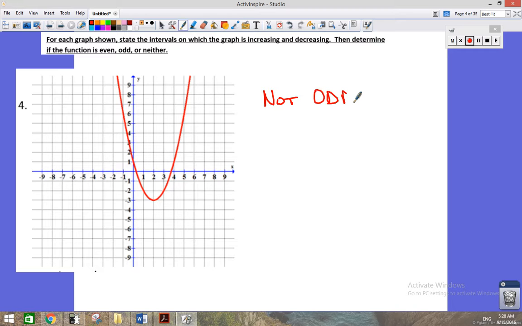So since it's not even and it's not an odd function, we're saying it's neither. It's neither even nor odd. Alright, so I hope that helps.